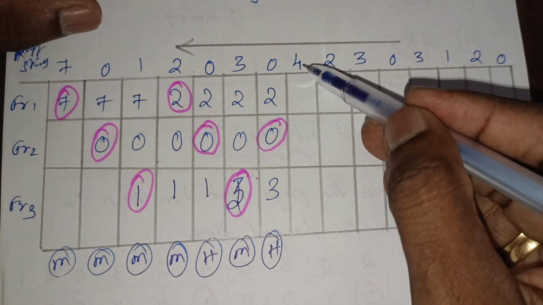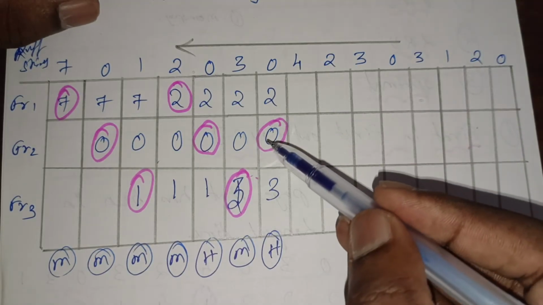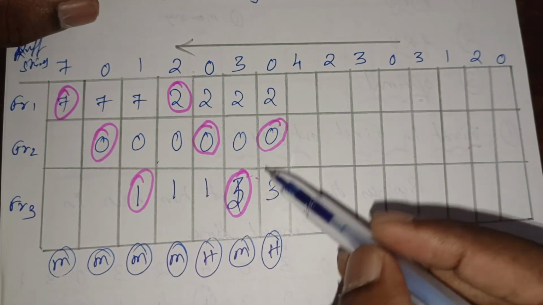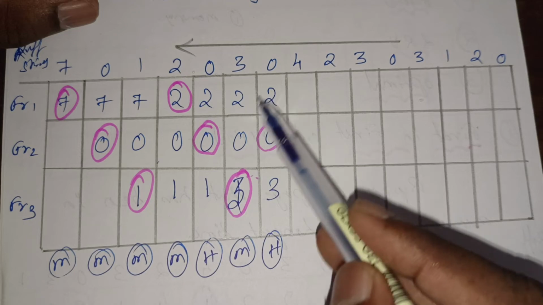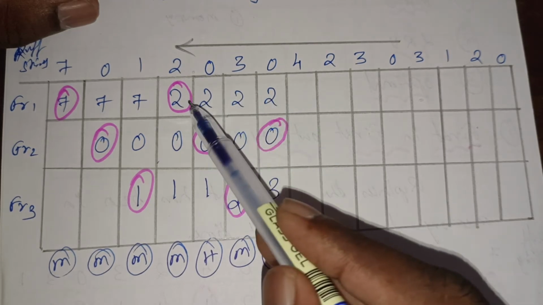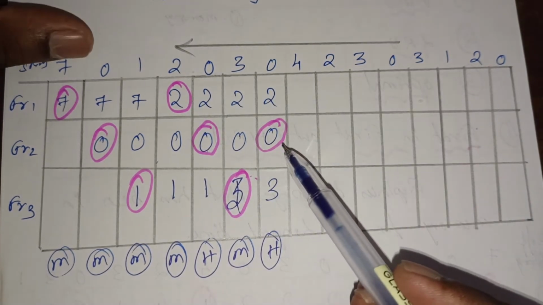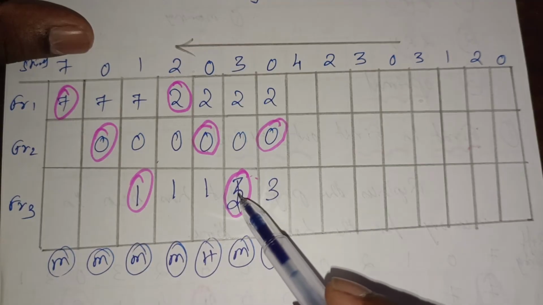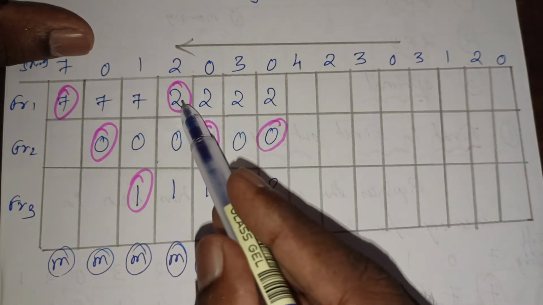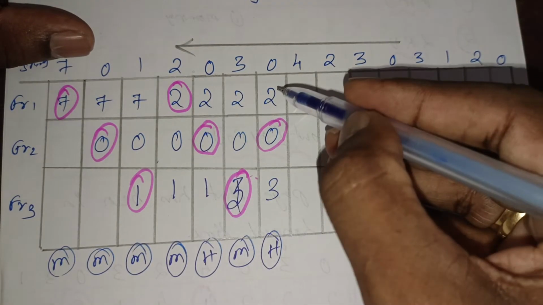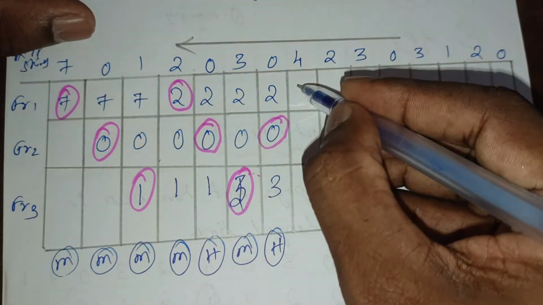So 4 is called here, and which particular string has to be replaced in this frame? 2 is staying here, which is not used recently. You can check it, not used recently. 0 is used recently and 3 is used before that. So comparing to this, 2 is not used recently. So 2 will be replaced by this 4.